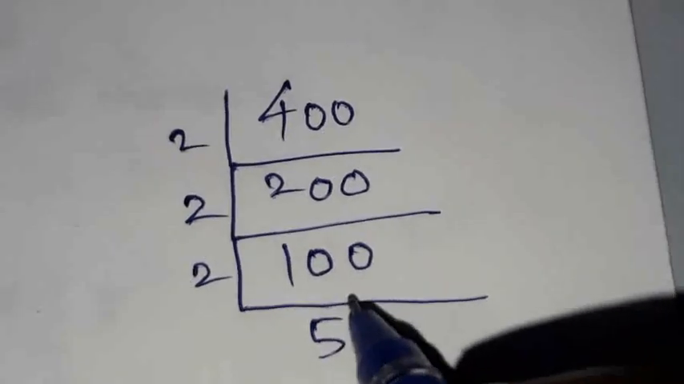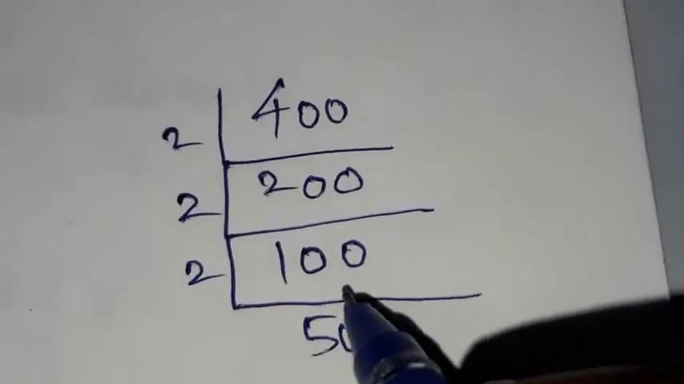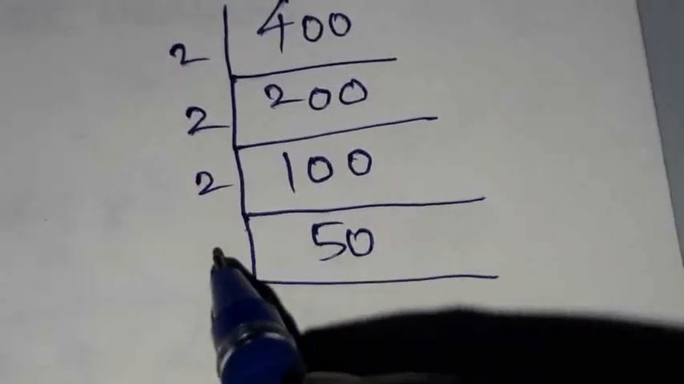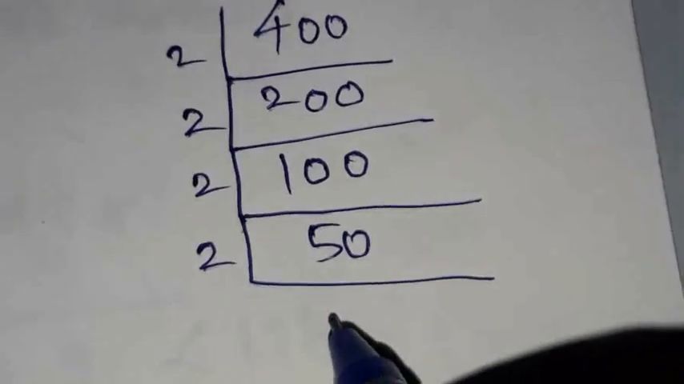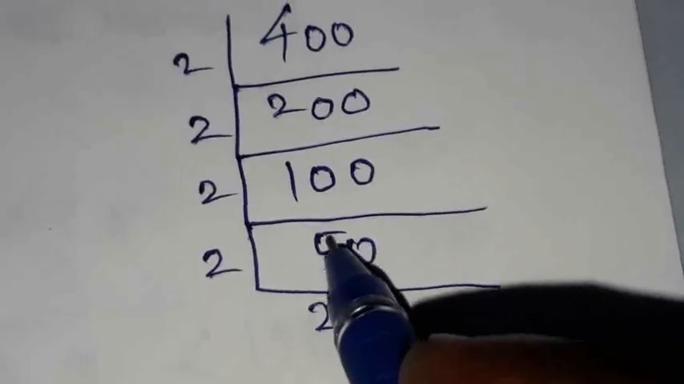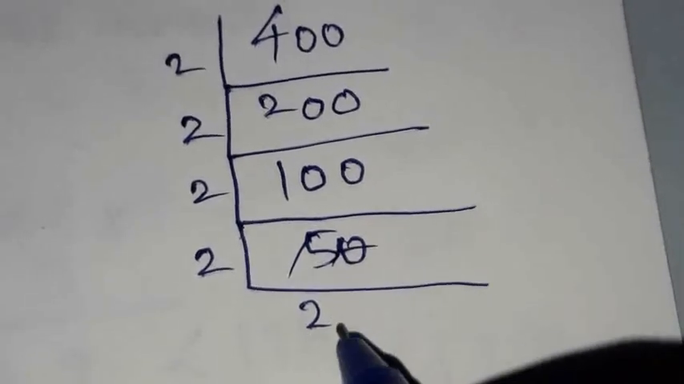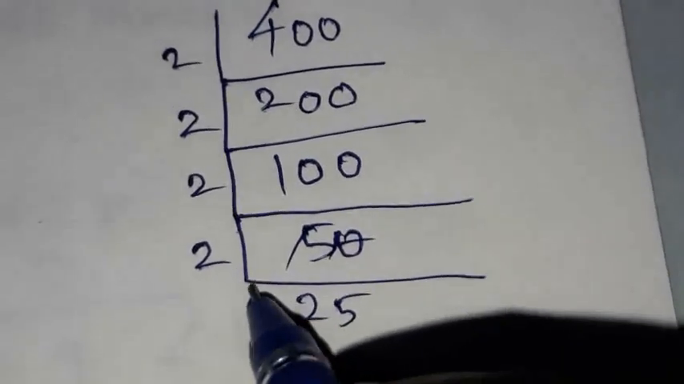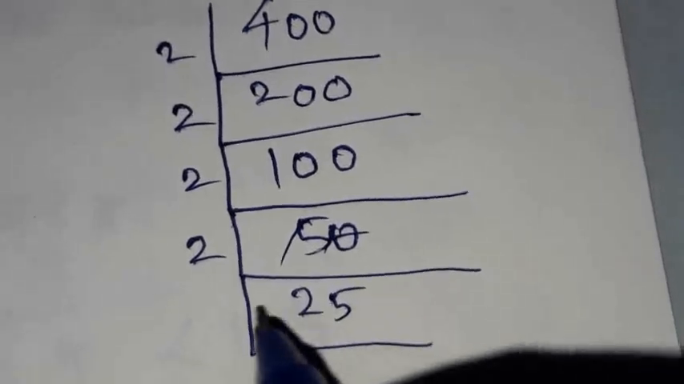5 2s are 10, 0 2 is 2. Again we are going to divide this by second table. 2 2s are 4, remaining 1. 5 2s are 10. Next we are going to divide this by fifth table. 5 5s are 25. Next the same fifth table. 1 5 is 5. So we got 4 2s and 2 5s.